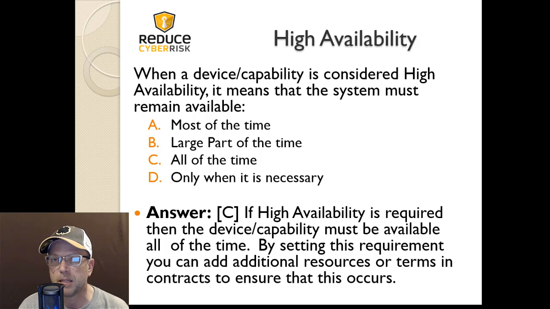But it doesn't necessarily have to be hardware. It can be all kinds of things. But if you were defining that it's high availability, you need to have a capability that's set up so that it's available all the time. And that would be like 99.99999%, right? Whatever the number of nines is, it's pretty solid. But again, that's what you need to decide as you're dealing with high availability. Again, when a device or capability is considered high availability, it means that the system must remain available, and that would be all the time.